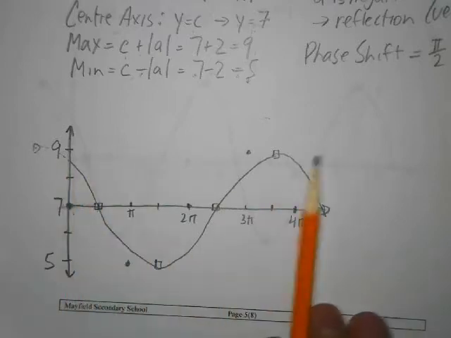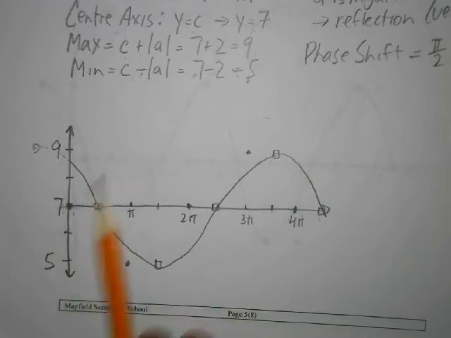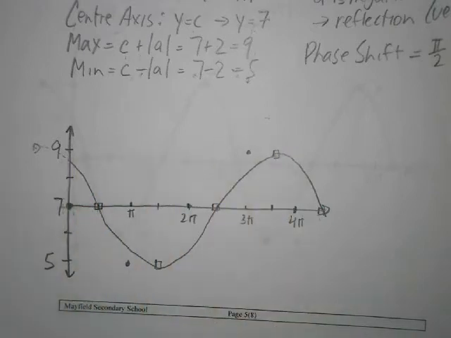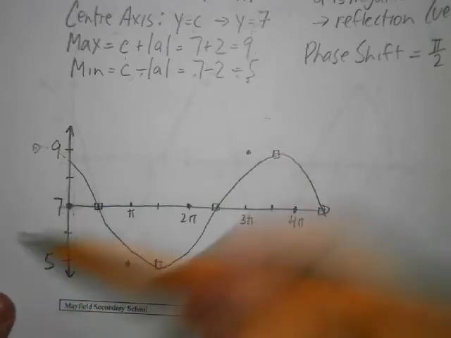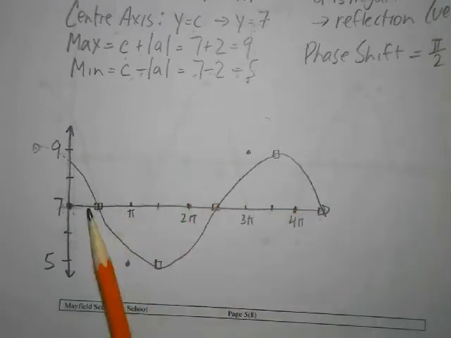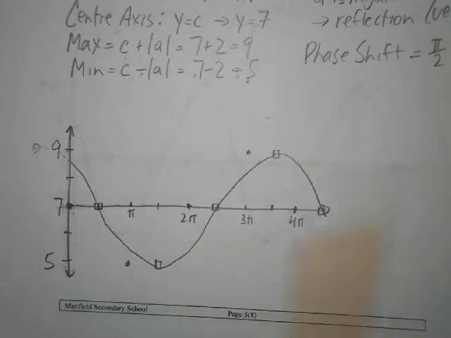What if you had your center axis at, say, 120? So your graph would look really, really strange. So the first thing we do is we build our vertical scale. Got our c value there, c plus amplitude, c minus amplitude, and we're good.